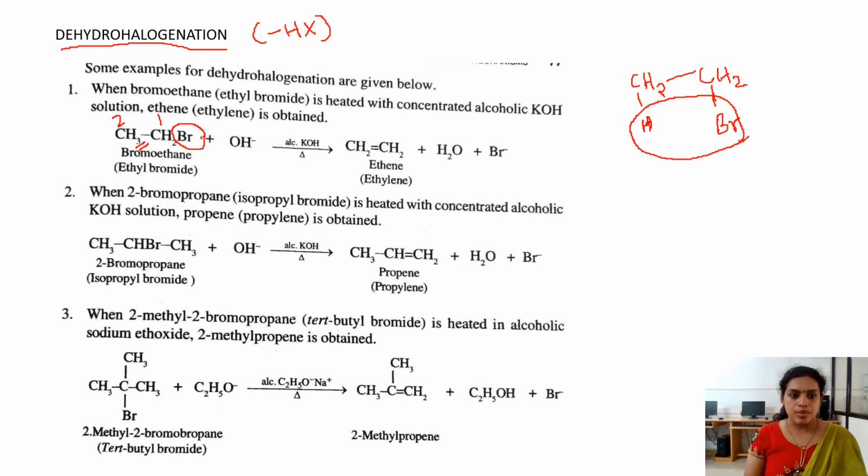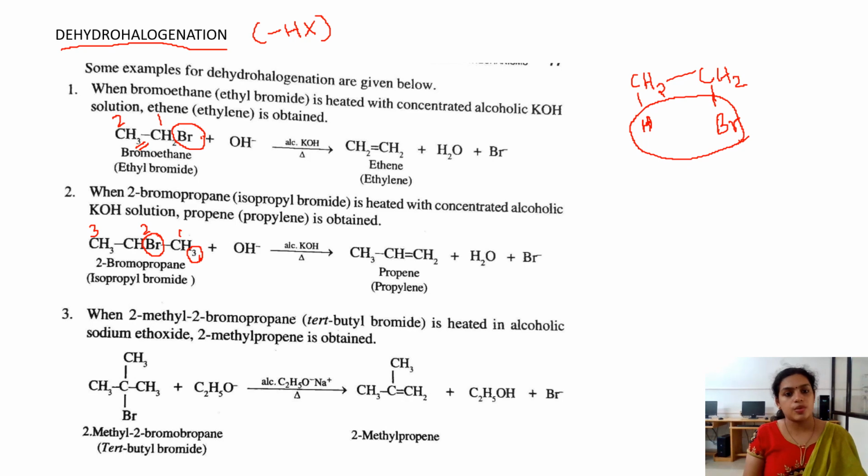Now let's see the second example, 2-bromopropane. If we react 2-bromopropane with alcoholic KOH, we get propene. If we number the carbons like this, first, second and third, Br is eliminated from the second carbon atom and one hydrogen is eliminated from either the first or the third carbon, because they are identical. So the hydrogen can be abstracted from any of these carbon atoms to give propene as the elimination product.